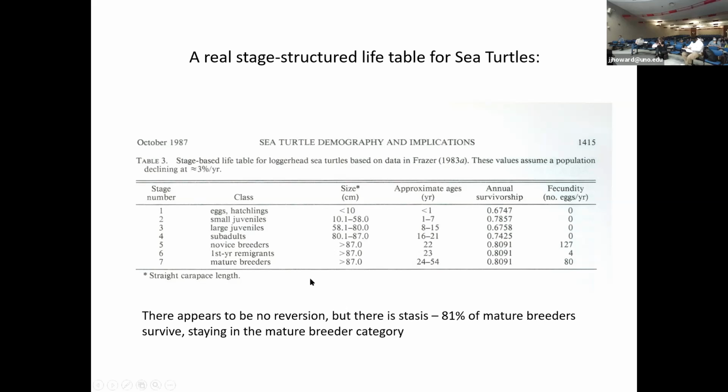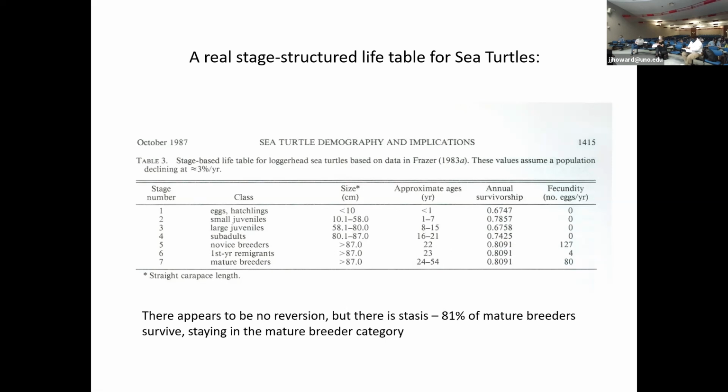And then after that, if they come back in year 3, 4, 5, we have no way of knowing how many years they're coming back, but they're all big. They live to be almost 60. They have similar survivorship to the other adult stages, and they average about 80 eggs a year. So this is a matrix formulation for the life cycle of sea turtles.